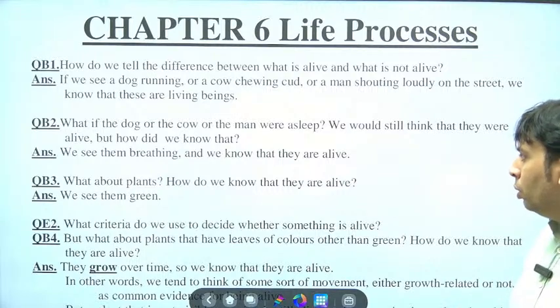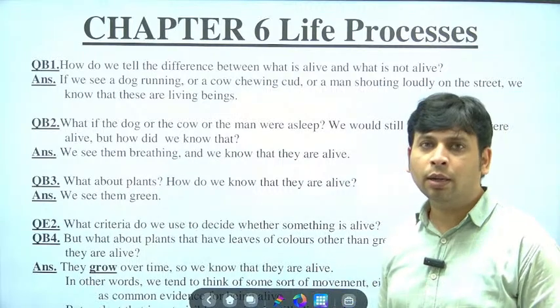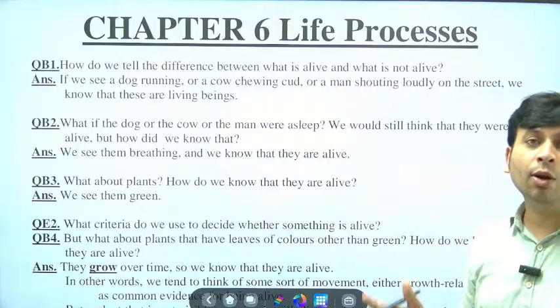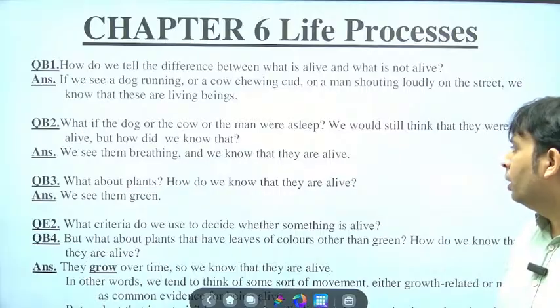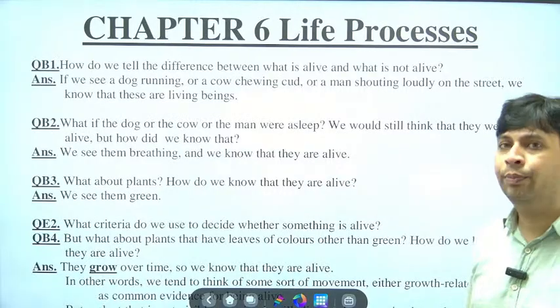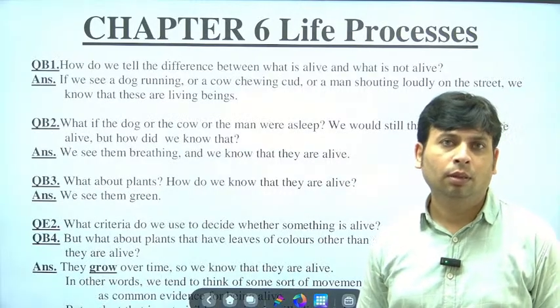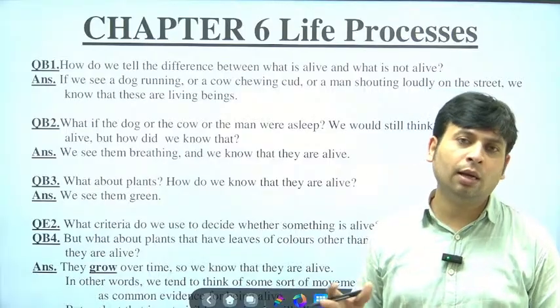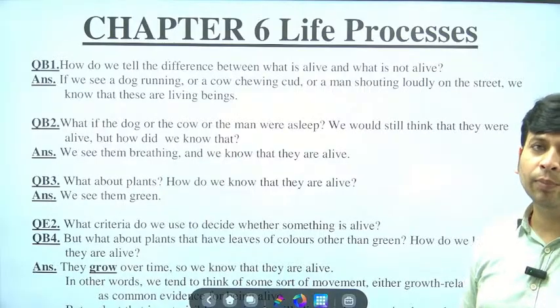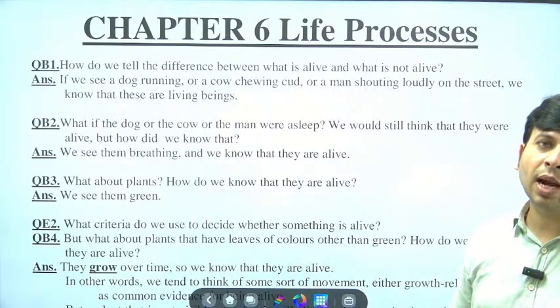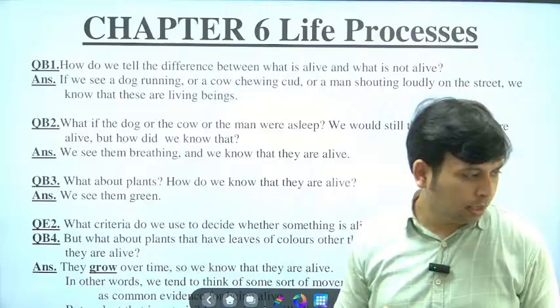So now, what about plants? है ना? We cannot see the process of breathing in them. So how do we know that they are alive? We know they are alive by their color. Their green color indicates that they are living, because most of the plants are green in color.